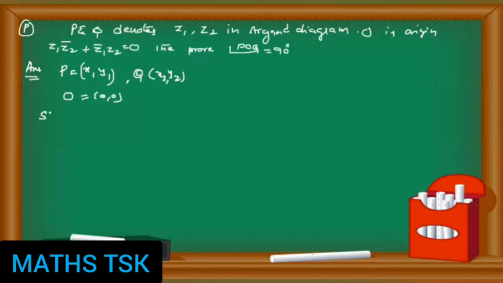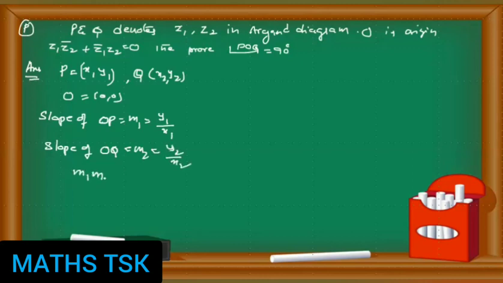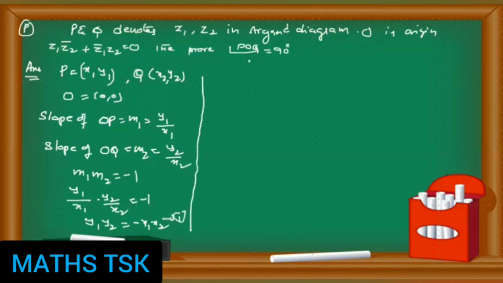So what is the slope of OP? M1 is equal to y1 minus 0 by x1 minus 0, that is y1 by x1. Slope of OQ is M2 is equal to y2 by x2. Similarly, if you consider M1 M2 is equal to minus 1, then y1 by x1 into y2 by x2 is equal to minus 1, which implies y1 y2 is equal to minus x1 x2. Or else we can conclude that x1 x2 plus y1 y2 is equal to 0. Right. This is number 1.